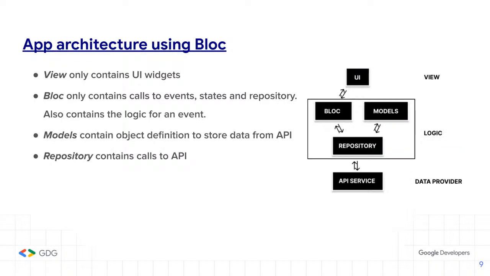So next, let's look at the app architecture using the Bloc. Now, I have separated view, logic, and data provider. In my view, I only have UI widgets. There are only widgets in my UI. And the Bloc here consists of events, states, and repository. So the events and the states are actually part of the Bloc, and all of my app logic is going to be inside the Bloc.